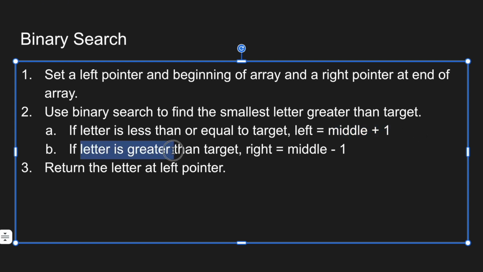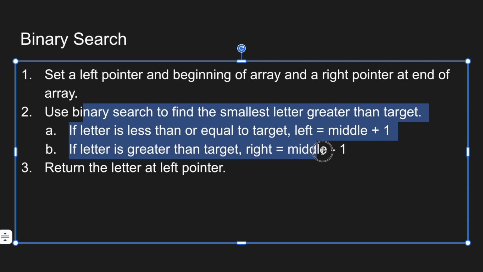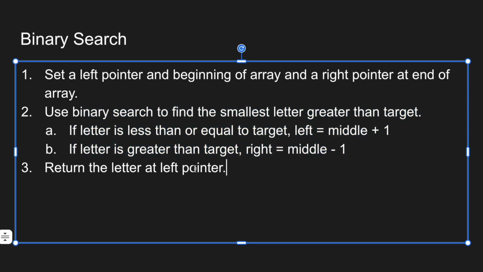Now, if the letter is greater than target, then we will set the right pointer to middle minus 1, because if the middle letter is greater than target, then all the letters to the right of the middle letter would be greater than the middle letter because the array is already sorted. So we will just look to the left of it. That's why we set the right pointer to middle minus 1, and we will continue the binary search until the left pointer becomes greater than the right pointer. And the left pointer at the very end will always contain the smallest letter that is greater than the target. So we will return the letter at the left pointer at the very end.